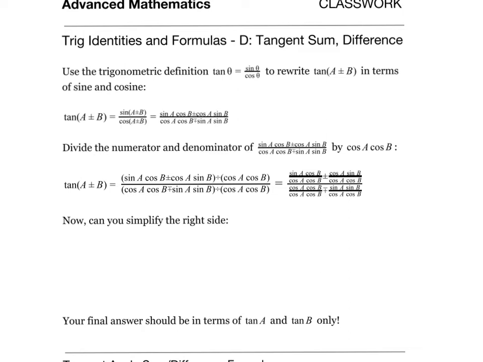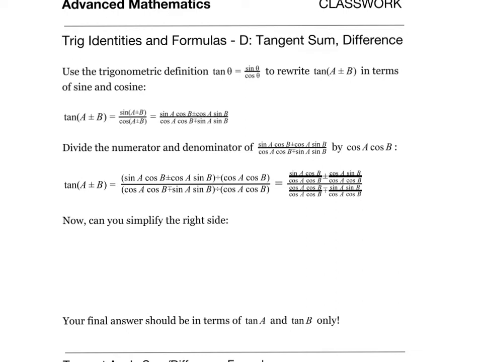Now, to simplify this, there's a little trick that we do. We're going to take the numerator and the denominator of this fraction that we got, and we're going to divide them both by cosine of a, cosine of b. So we're not really changing the value of this fraction. We're changing the form of it by dividing the numerator and the denominator by the same thing. And that's expressed here. You can see that the numerator is divided by cosine A cosine B, and the denominator is divided by cosine A cosine B. And when you expand that all out, you get this wonderful fraction that has this messy fraction in the numerator and another messy fraction in the denominator.